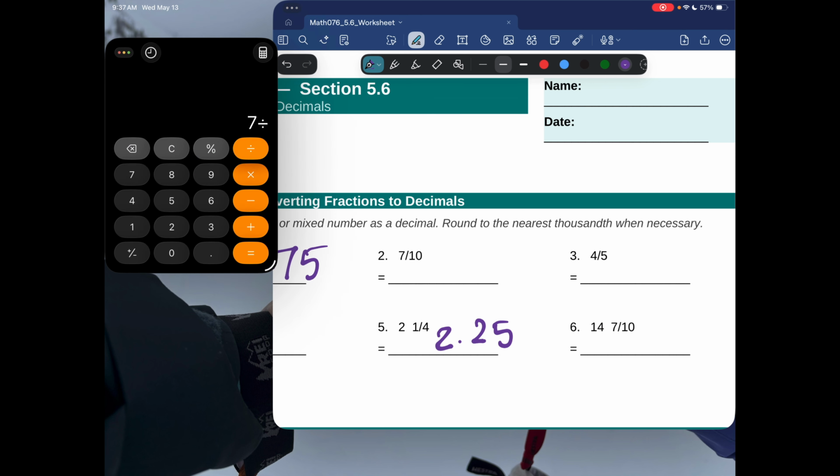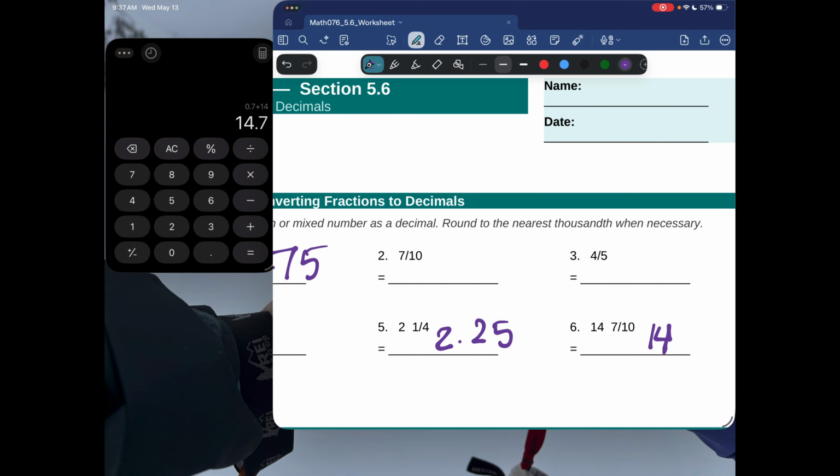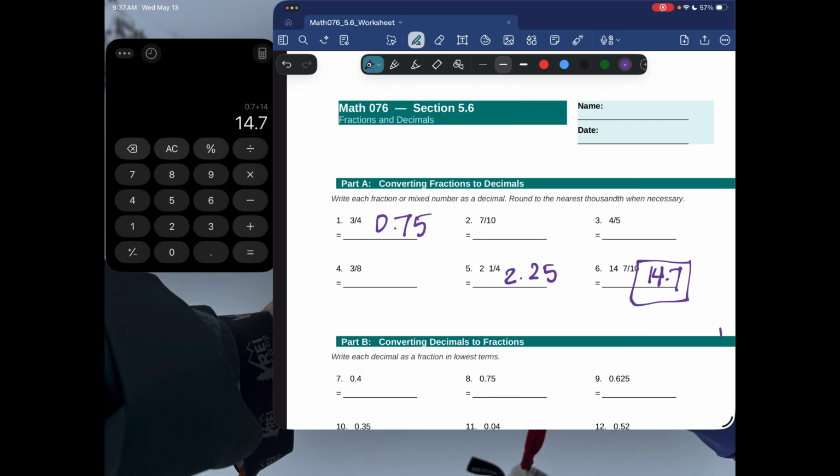And I'm going to do number 6. 7 divided by 10. And I'm going to add my whole numbers plus 14. 14 plus 7. We can use our calculator on these. We don't need to do long division. We did long division yesterday. We don't need to do it again.